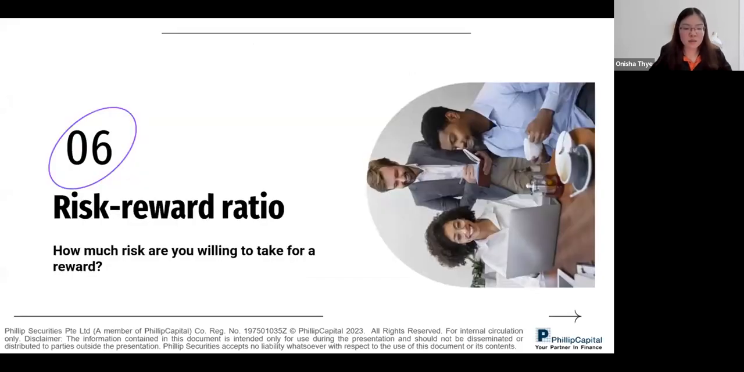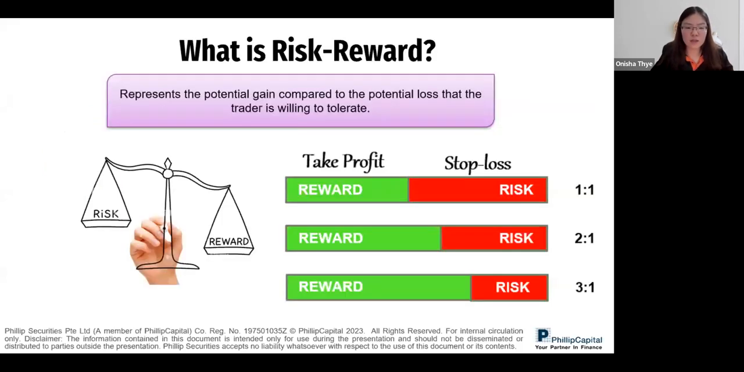Now, let's move on to the last one, which is the risk reward ratio. This depends on how much you are willing to risk for a reward. So risk reward ratio represents the potential gain compared to a potential loss that the trader is willing to tolerate. Let's say, for example, 1:1 risk reward is for every unit of risk, you expect the same amount of reward. But 2:1, you expect double the reward for every unit of risk. The last one would be 3:1, where you expect triple the reward for every risk that you take in a trade.